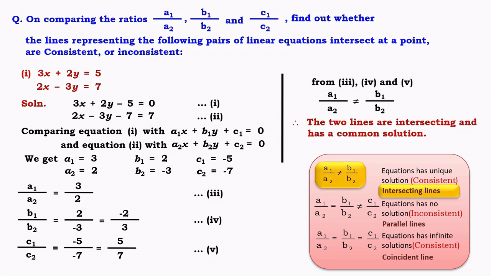So, the pair of equations has a unique solution. Therefore, the system is consistent and the lines intersect at a point. Final conclusion: the given lines are intersecting lines and have one unique solution.